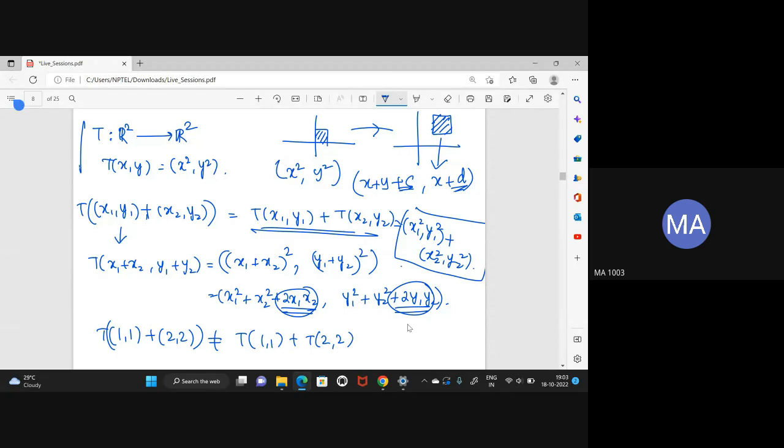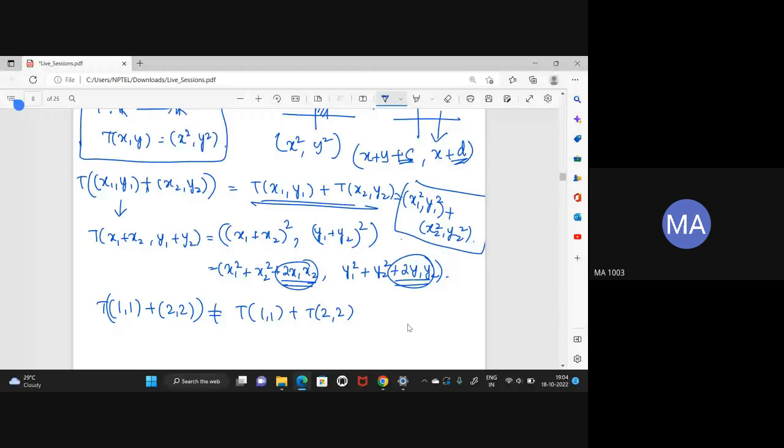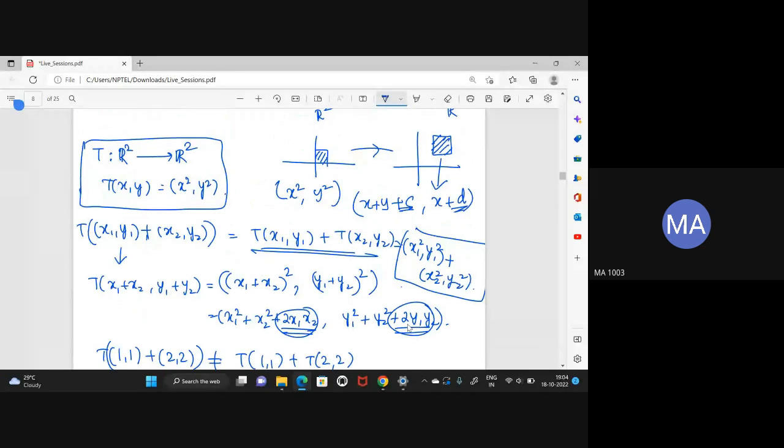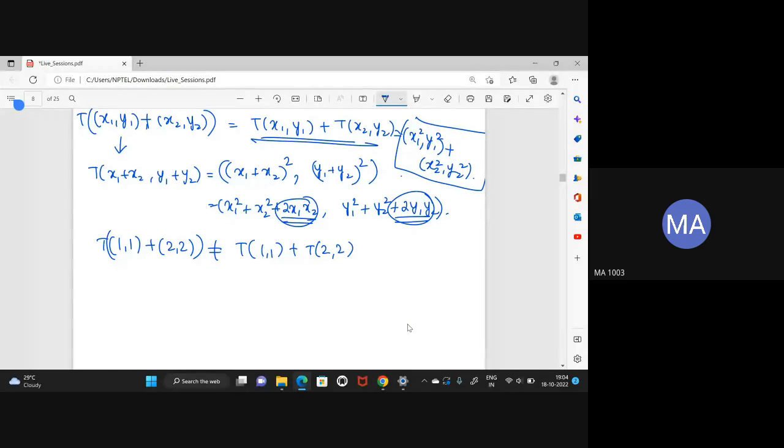Can I look at this as just a function instead of a linear transformation? Just some function, right? Yes. But if I want to look at it as a linear transformation, it is not one. Even as a function, this is not one-to-one. Anyway, we are talking about linear transformation. So first, it's not even a linear transformation, only then we look at whether it is one-to-one or not.